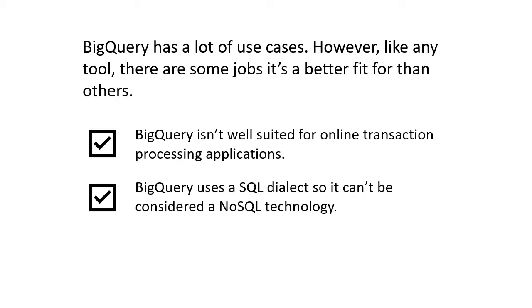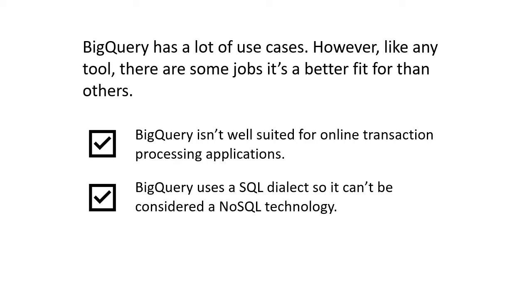BigQuery uses a dialect of SQL, so it can't be considered NoSQL. A NoSQL database, as its name implies, is a data management system that doesn't use SQL to retrieve data. In many cases, they are key-value pair storage systems, but not always. In order to scale BigQuery more efficiently, Google made it more difficult to update tables and made it easier to retrieve data from those tables.